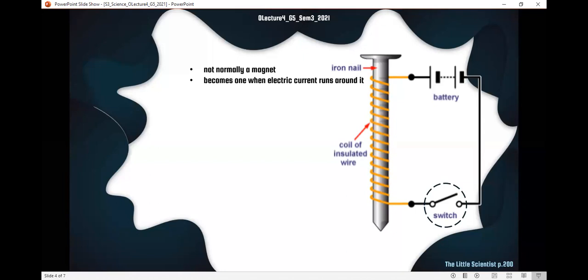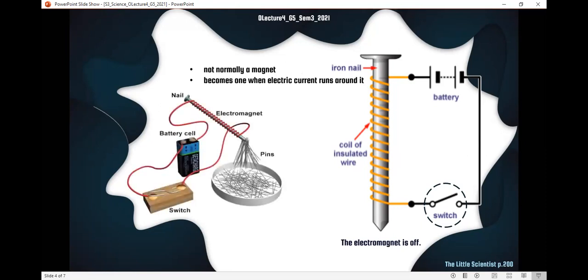The switch is open, so the electricity isn't flowing through the circuit. Is the electromagnet on or off? Off. It is off. Excellent. Thank you, Ahmed, for unmuting yourself. Keep unmuted, I'm asking you questions. This electromagnet is off since the circuit is open.